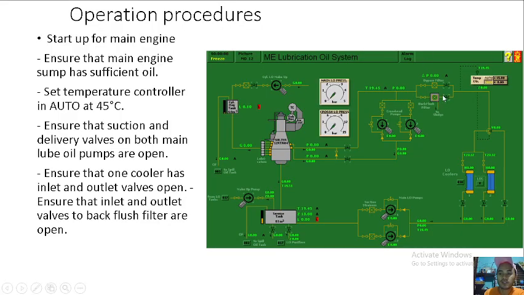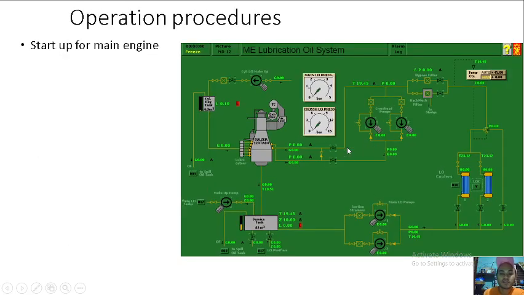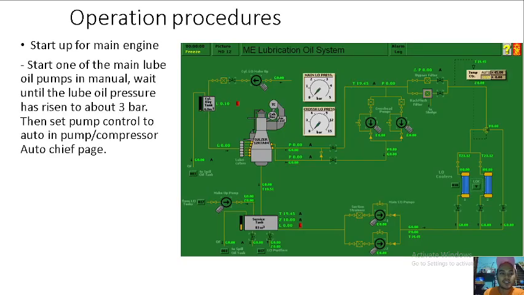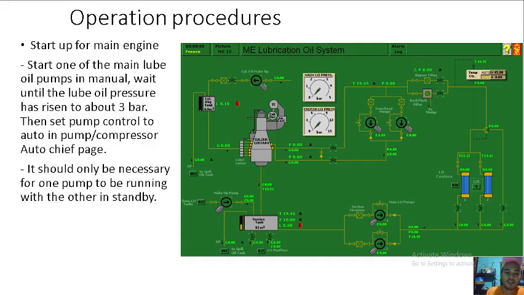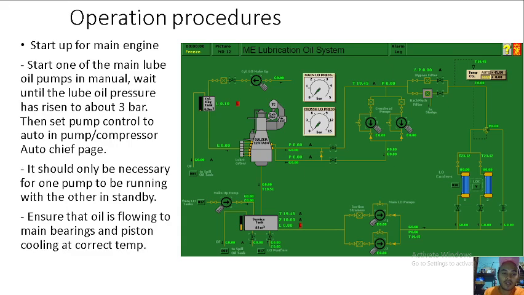So only this one is open. Ensure that main bearing supply valve is open. This one, main bearing supply valve. So start up for main engine. Start one of the main lube oil pumps in manual. Wait until the lube oil pressure has risen to about 3 bar. Then set pump control to auto in the pump or compressor auto chief page. So it should only be necessary for one pump to be running with the other in standby.